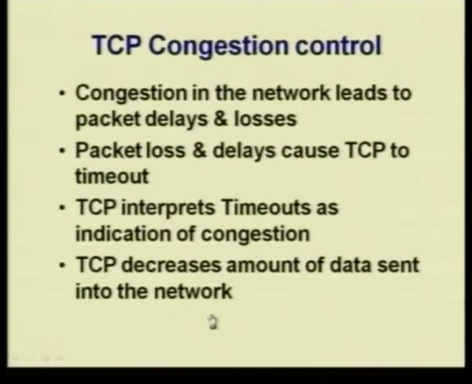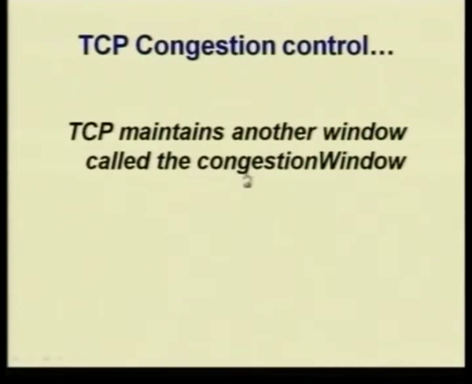So in terms of congestion control, we need to look at how this decreasing of the amount of data sent into the network actually happens. Okay, so what does TCP do for that? What TCP does is it maintains another window called the congestion window. Now we just saw that for the purpose of flow control, it uses an effective window, calculated from an advertised window which is sent by the receiver. For handling congestion, TCP maintains yet another window called the congestion window. Okay, so let's look at how this congestion window is maintained.